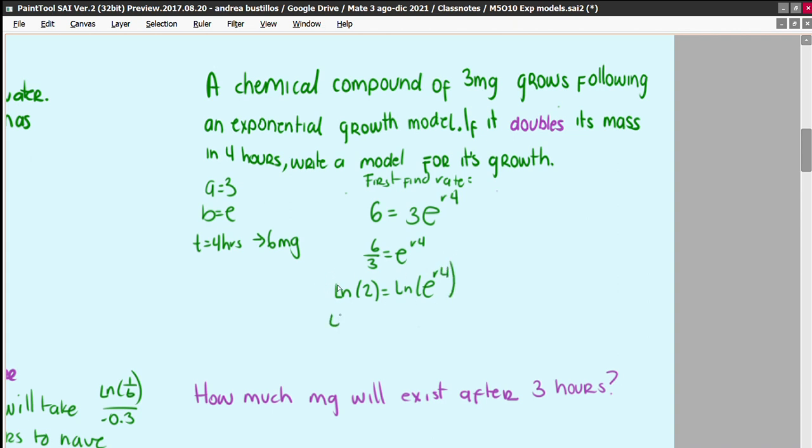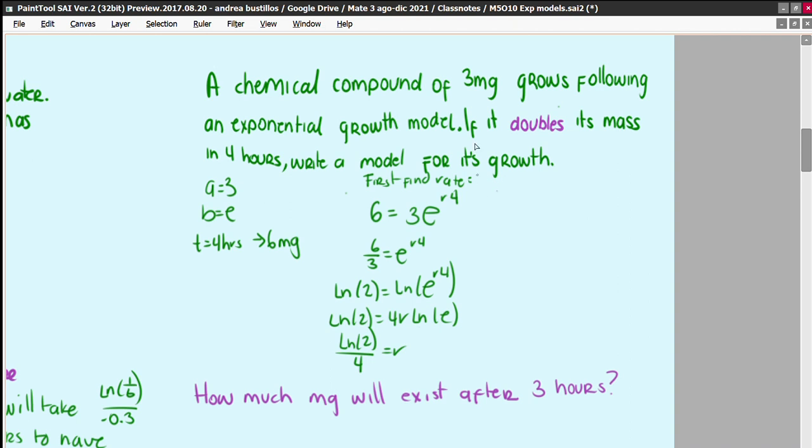Now that I can pull that exponent down, and this is 4r ln of e. And you already know that ln of e is 1. So this is ln of 2 over 4 equals r. So now that I have found my rate, I can write my model.